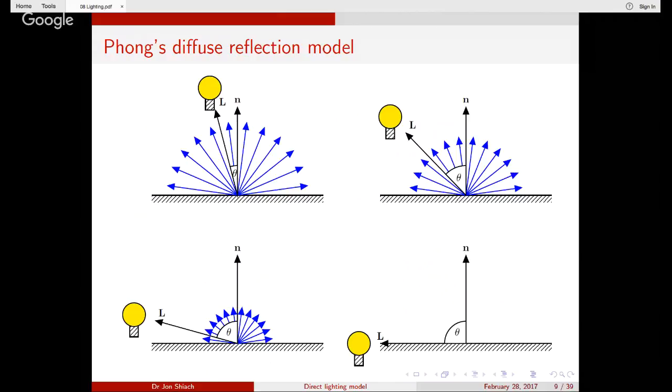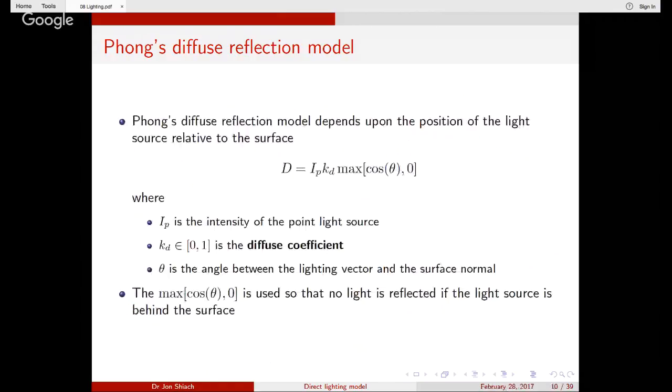If it's more than 90, our light source is behind our surface, and therefore no light rays from the light source will actually hit the surface. So that's diffuse reflection. It's all about this angle theta. The smaller the angle theta, the more light is reflected. So how do we describe that mathematically?